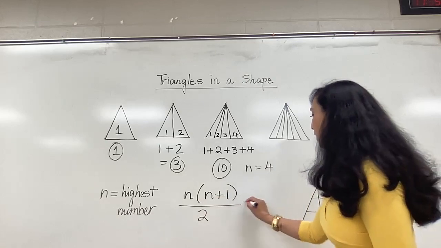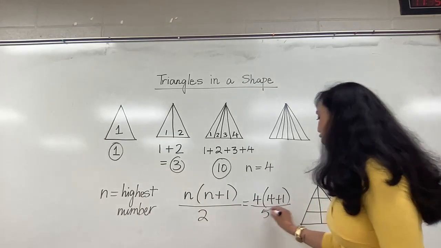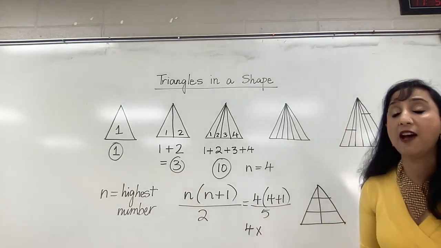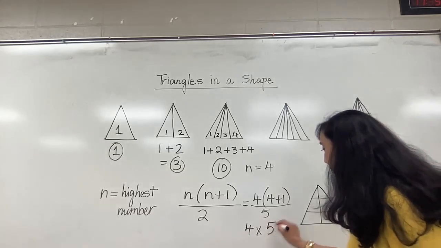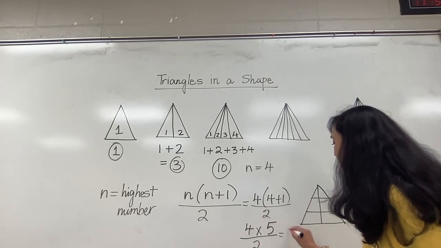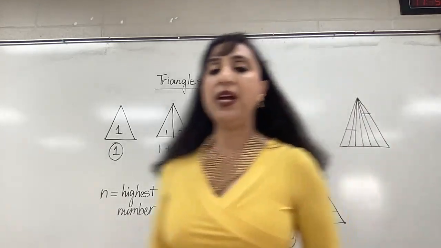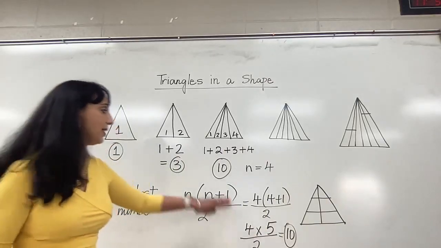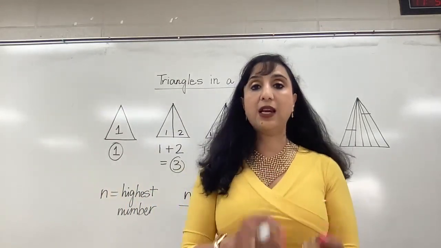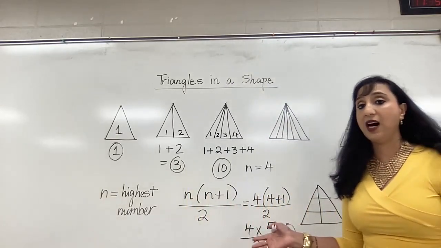And if I use this formula, this is going to be 4, and I have 4 plus 1 divided by 2. And so that means 4 times 4 plus 1 is 5, divided by 2 over here. Okay. So 4 times 5 is 20, and 20 divided by 2 gives me 10. So I get the same answer. All right. So a very easy formula is going to give me exactly the same thing, in which I just take the highest number, I multiply that with the highest number plus 1, and then I divide by 2, and that gives me how many triangles there are in a shape, okay?